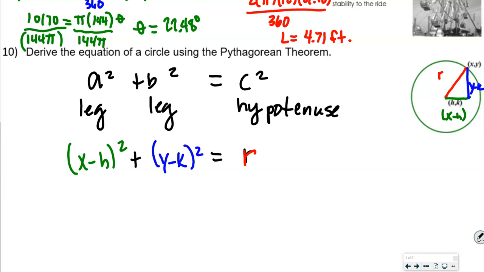And that's going to be equal to what? Our r squared, right? Why? Because that's our hypotenuse. So this is a right triangle. See here, remember our radius is across from our right angle. So what you need to remember here is that x minus h squared is a leg, y minus k squared is a leg, and r squared is the hypotenuse, okay?